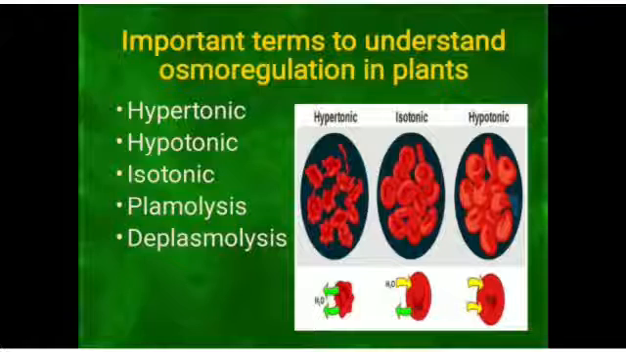Third one is isotonic solution. If the concentration of solutes outside the cell is equal to the concentration of solutes inside the cell, it is called isotonic solution. Now, plasmolysis. Contraction of the protoplast of a plant cell as a result of loss of water from the cell. Okay?